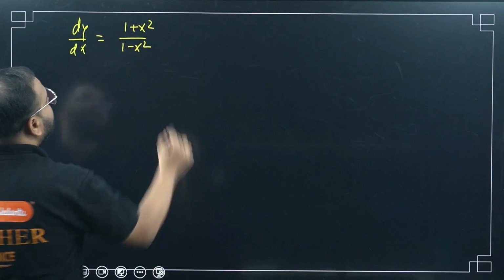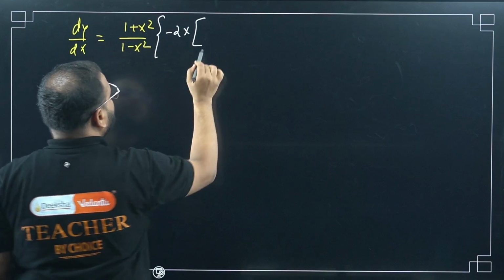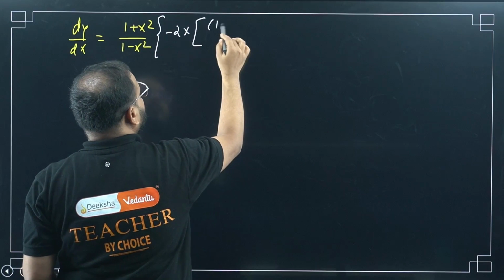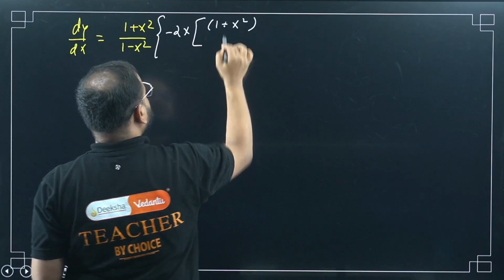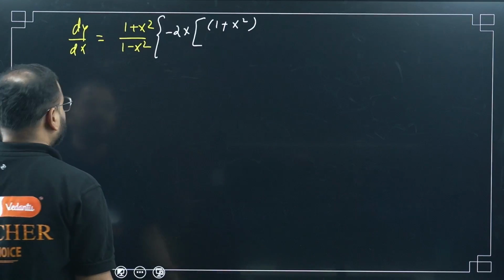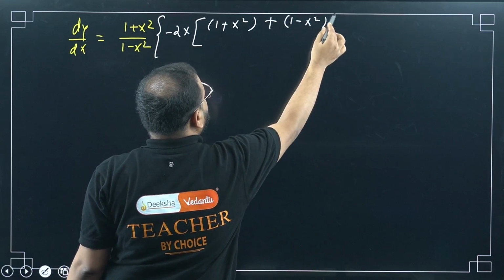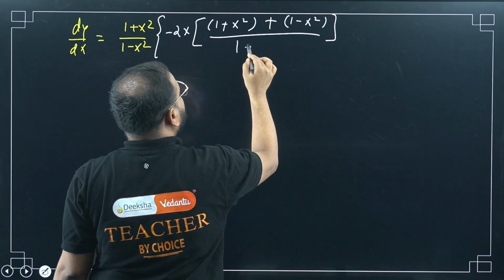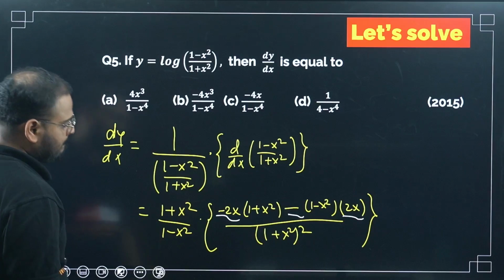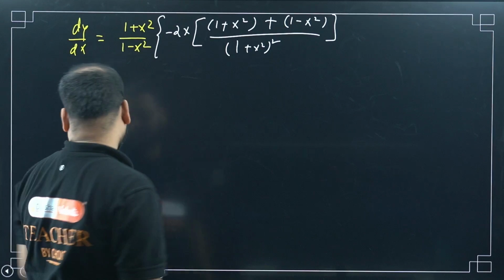How will that look like? Minus 2x is taken common. What is left now? I have just 1 minus x square, I think. No, 1 plus x square, I think. 1 plus x square is left here and that is plus sign now, with 1 minus x square. Whole thing by 1 plus x square the whole square. Please check again. Yes, I've taken minus 2x common, so that's how it looks now.